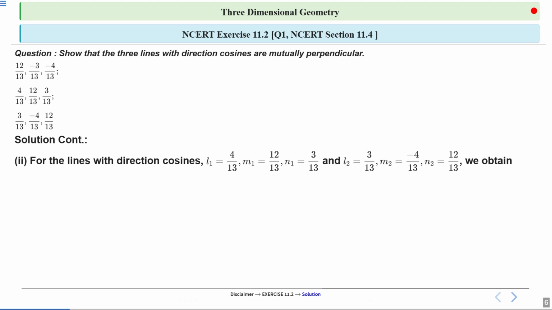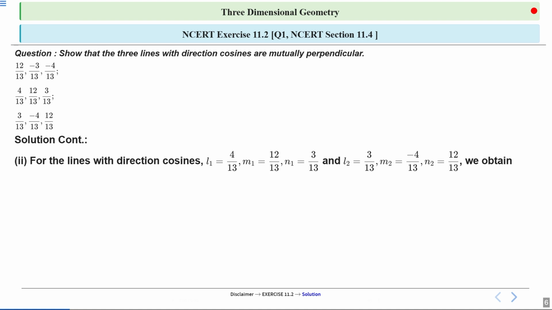So let's continue with the solution. Now we need to check the other pairs of lines as well to fully prove that all three lines are mutually perpendicular. For the lines with direction cosines L1 equals 4 over 13, M1 equals 12 over 13 and N1 equals 3 over 13, and the direction cosines for the third line, that is L2 equals 3 over 13, M2 equals minus 4 over 13 and N2 equals 12 over 13.